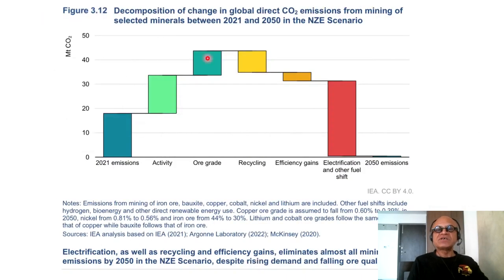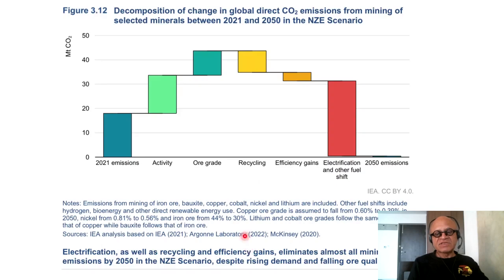In terms of decomposing the change in global direct CO2 emissions from mining selected minerals between 2021 and 2050 in the net zero emission scenarios, looking at million tons CO2, 2021 emissions, activity, ore grade, recycling, and then coming down to efficiency gains, and then electrification and other fuel shifts. So we have to come down here by 2050 to net zero. So these are emissions from mining of iron ore, bauxite, copper, cobalt, nickel, and lithium included here.